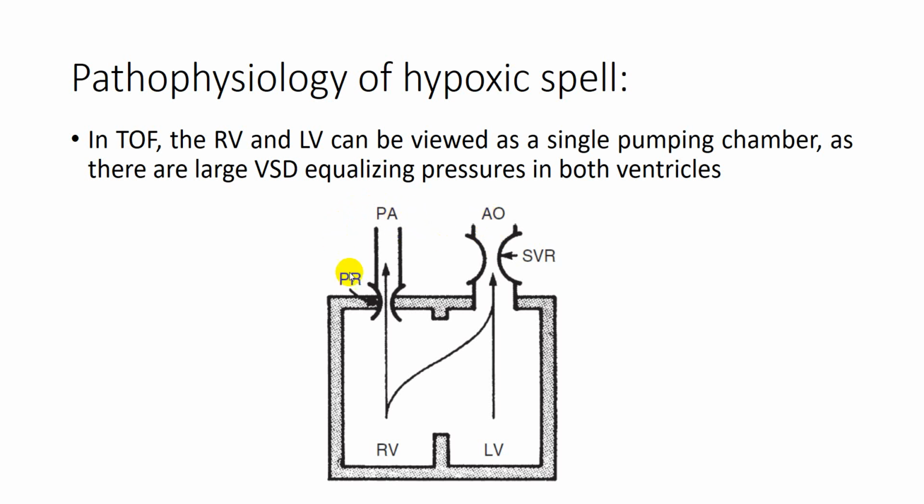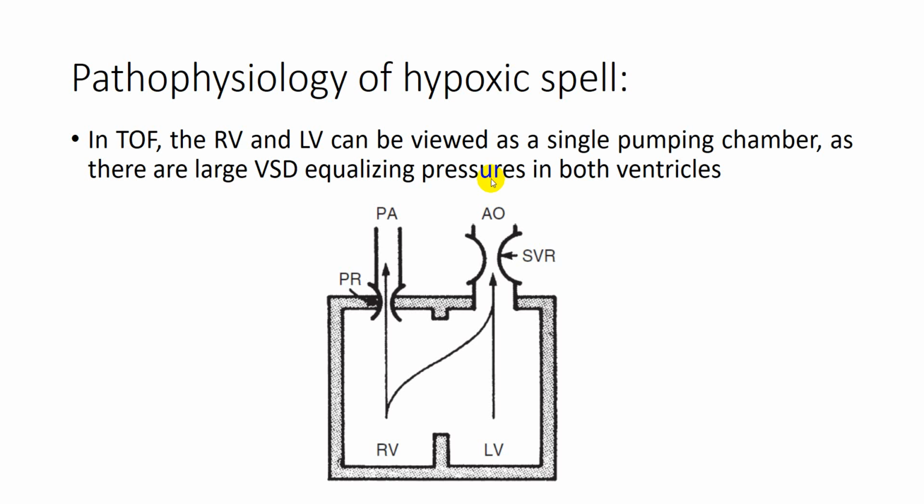So when there is intense, severe stenosis in the RVOT, there will be more volume of blood pumped to the LV and toward the aorta. That means intense cyanosis. This is one. This is precipitated by what? Number one, any cause of increased oxygen consumption. Number two, anxiety, pain, stressful condition, infection.